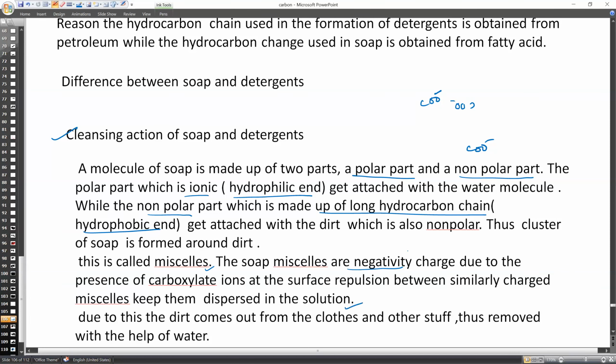The ions at the surface repel between the similarly charged micelles and keep them dispersed in the solution. It means that when you agitate it, these negatively charged particles come together, they repel each other, and the dirt comes out. Due to this, the dirt comes out of the clothes and other stuff and is removed with the help of water. Okay, note it down, please.